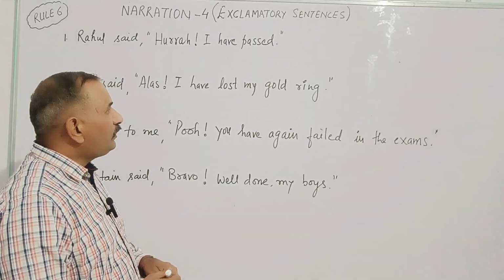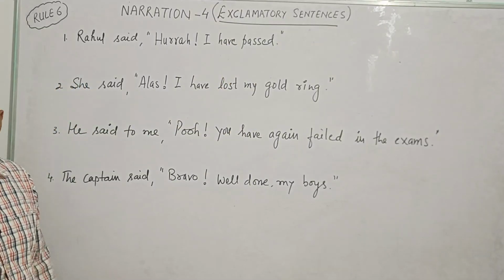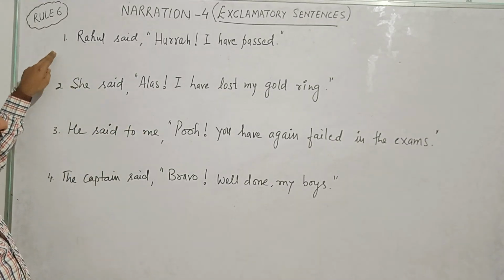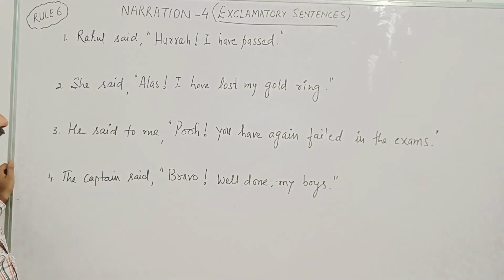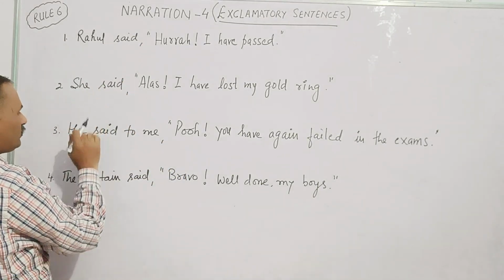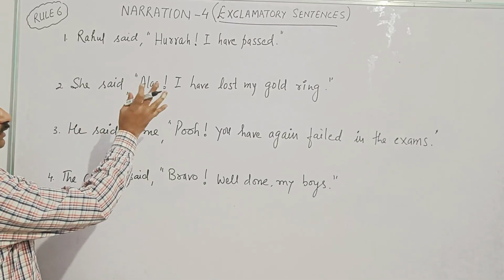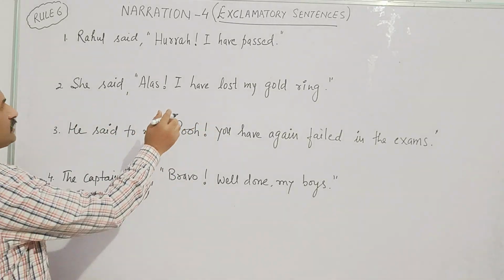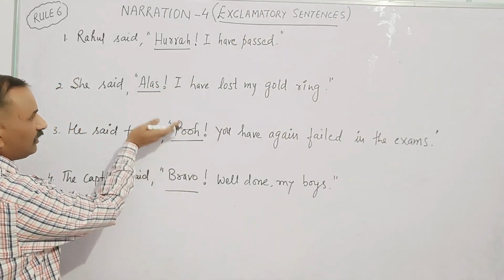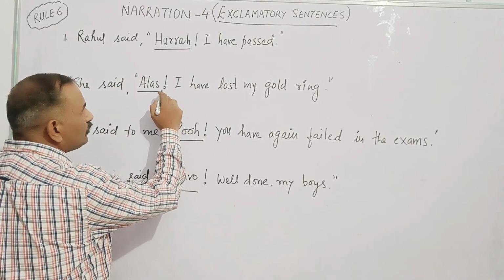Now see what we are going to do. We are going to do 3 or 4 exclamatory sentences. They are in direct form, and we have to change them into indirect. Rahul said, she said, he said to me, the captain said; it doesn't matter, we will work it according to the person. Now see the words hurrah, alas, who, bravo. These are the exclamatory words, and the sign of exclamation is used after them.